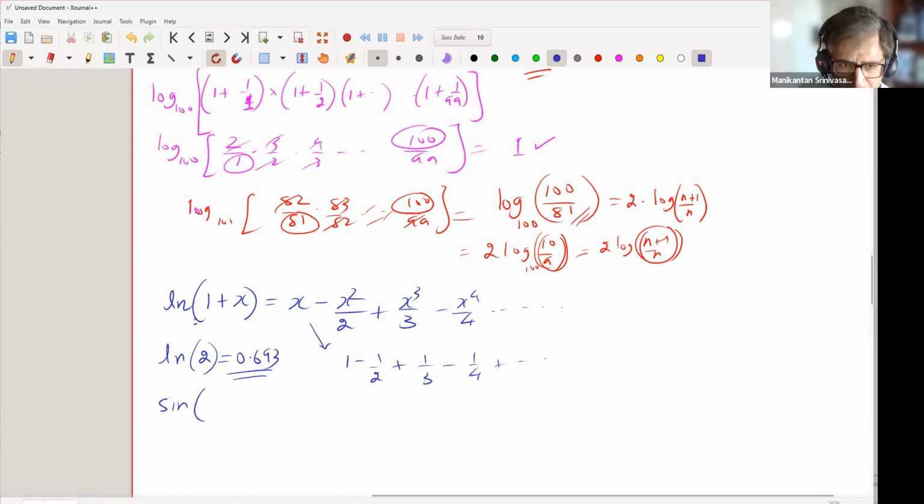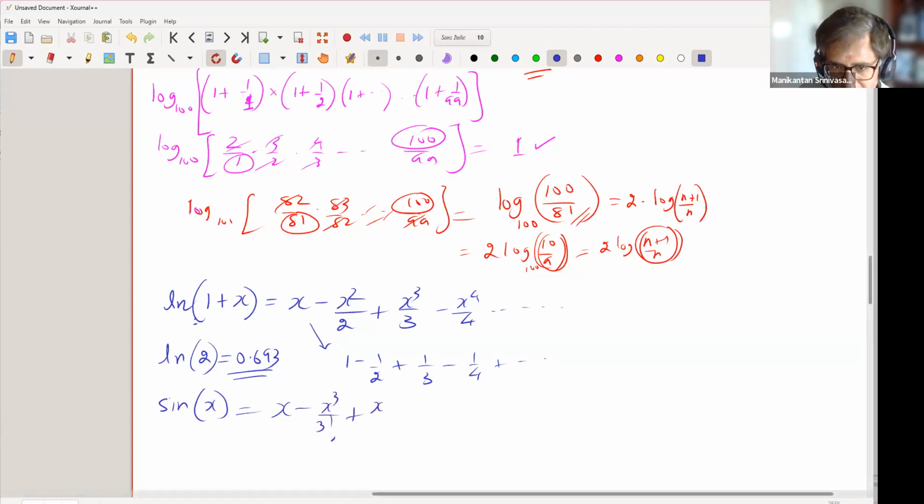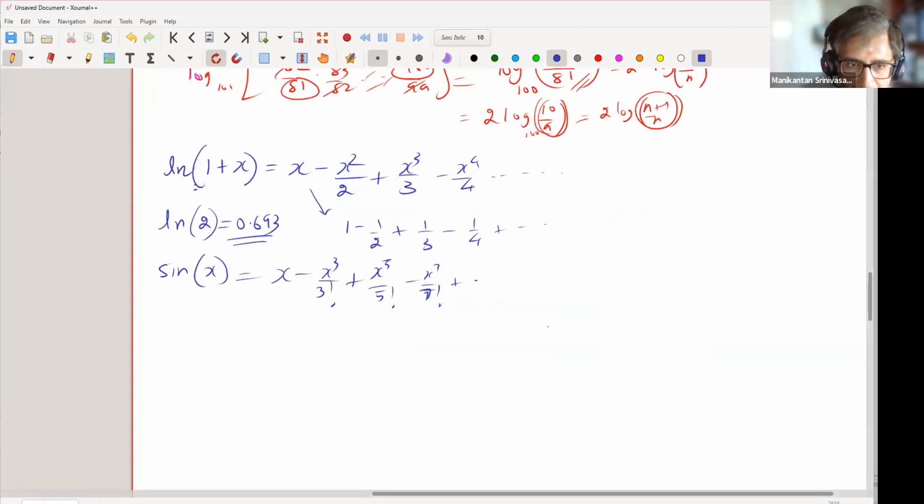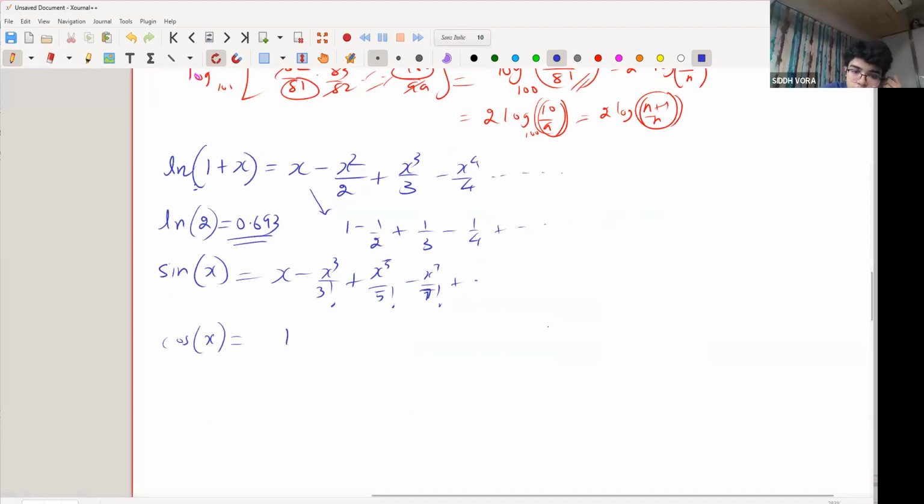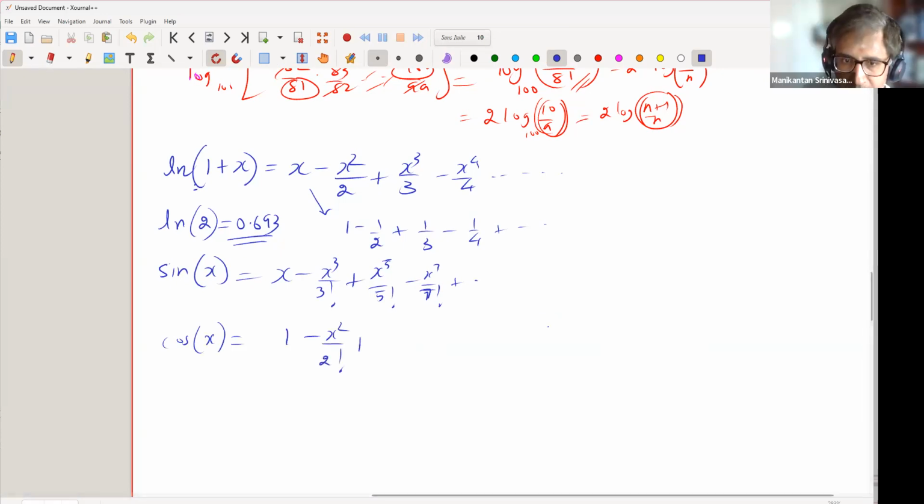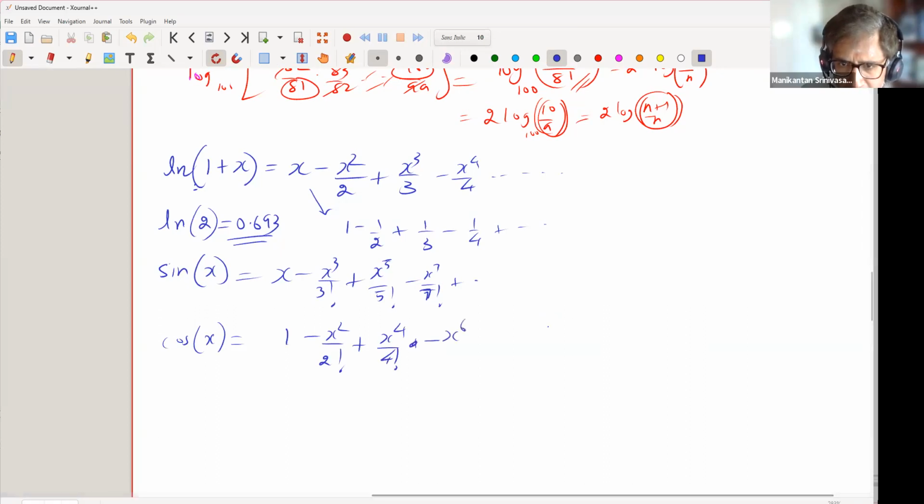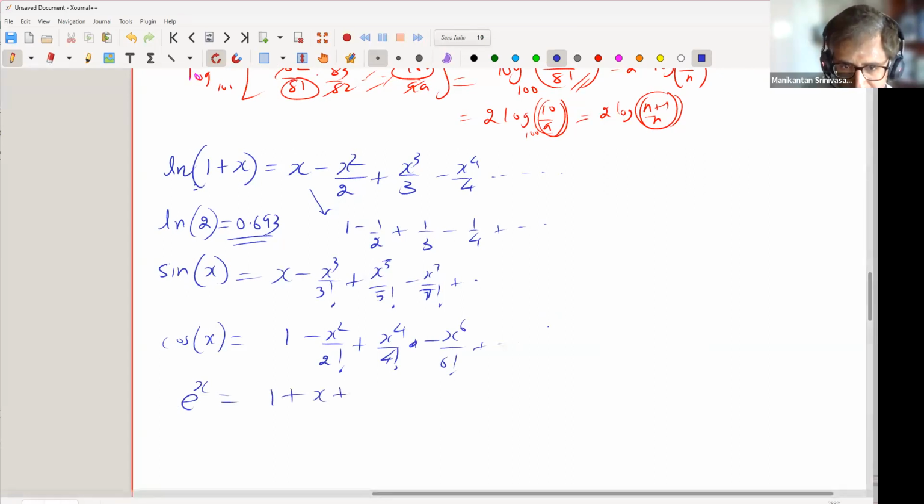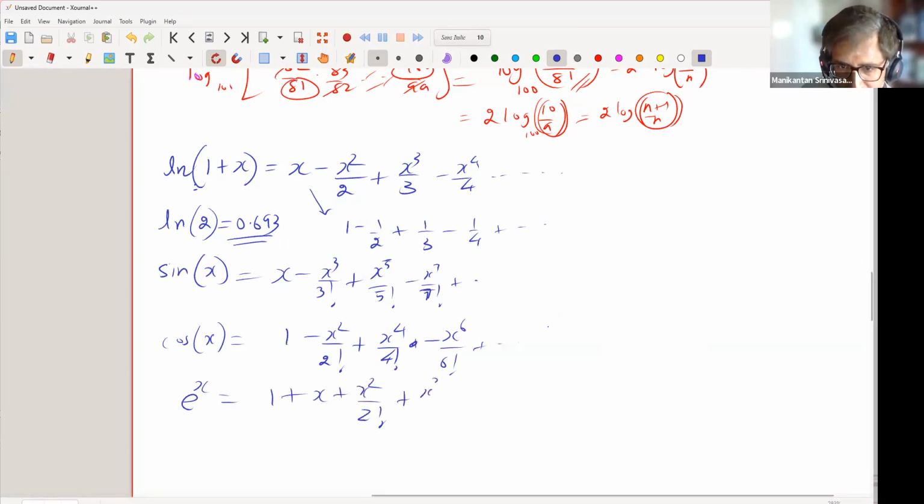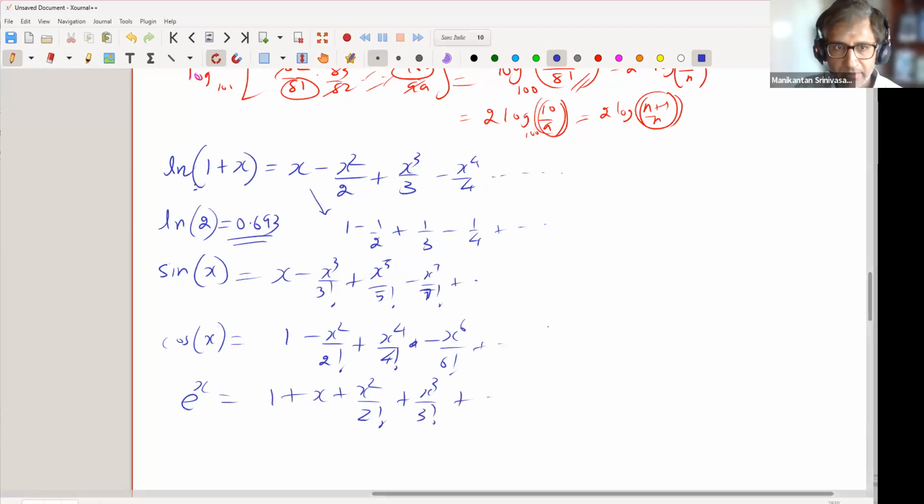And while we are at it, you should know the expansion for sin x and cos x as well, right? Sin x is x minus x cubed by 3 factorial plus x power 5 by 5 factorial minus x power 7 by 7 factorial, odd factorials. And cos is even, starting from 1 minus x square upon 2 factorial, correct, plus x power 4 by 4 factorial, and so on. So this could come in handy sometimes. And then e power x, you guys know, it's 1 plus x plus x square by 2 factorial plus x cubed by 3 factorial, and so on. All these are important: ln, sin, cos, e power x.